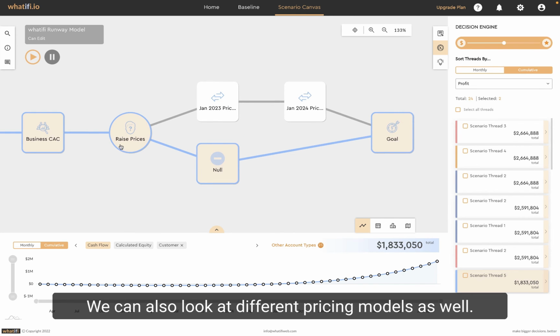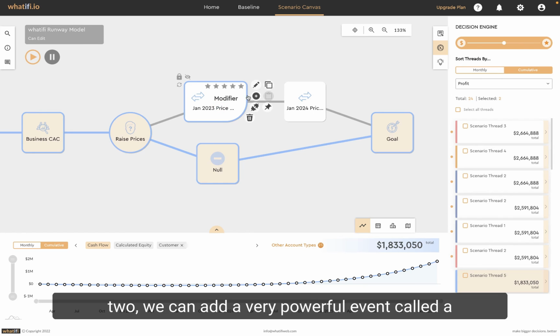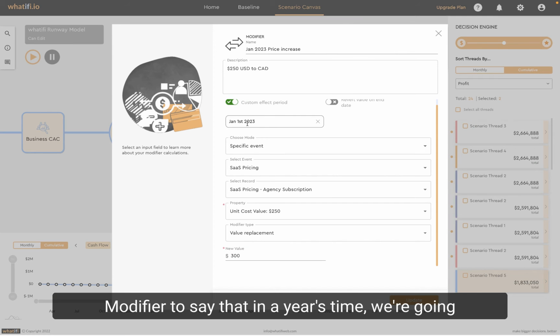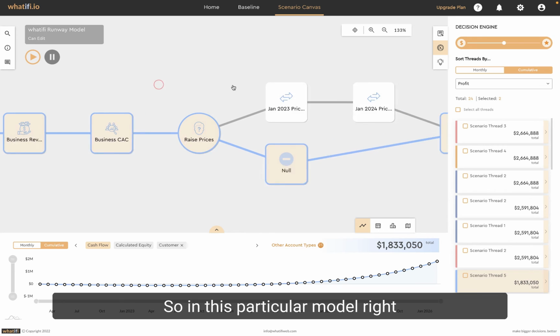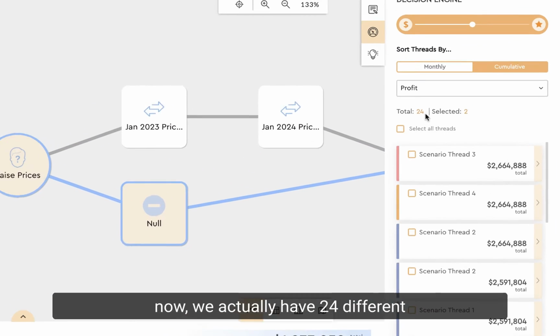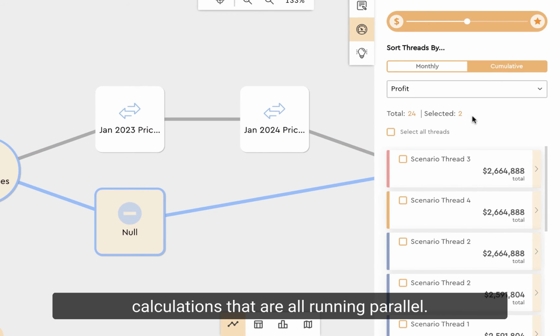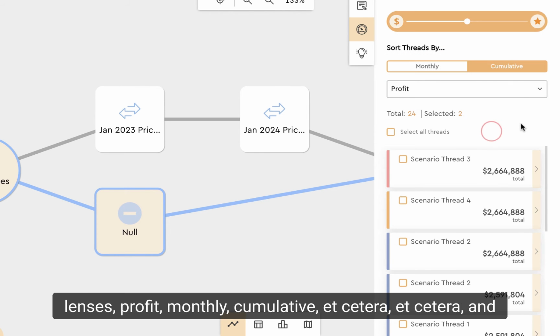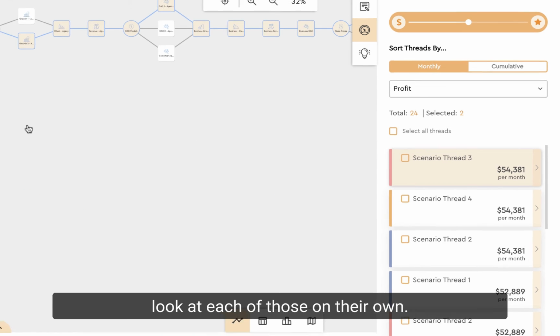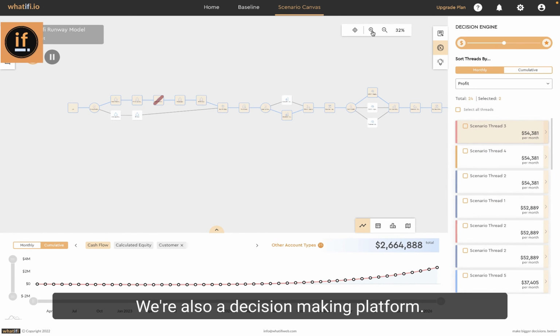We can also look at different pricing models as well. One, we can keep our prices exactly the same, or two, we can add a very powerful event called a modifier to say that in a year's time we're going to raise our prices by $50, and then a year later we'll raise our prices by $50 again. So in this particular model right now, we actually have 24 different calculations that are all running parallel. Again, we can look at those through multiple different lenses, profit, monthly, cumulative, etc., and look at each of those on their own. We're also a decision-making platform.